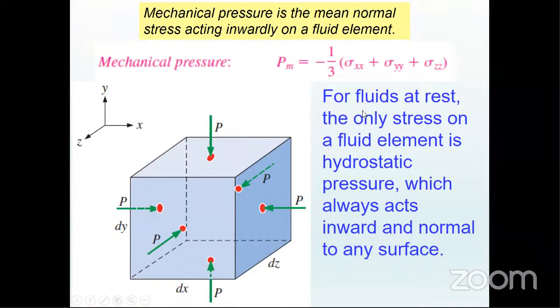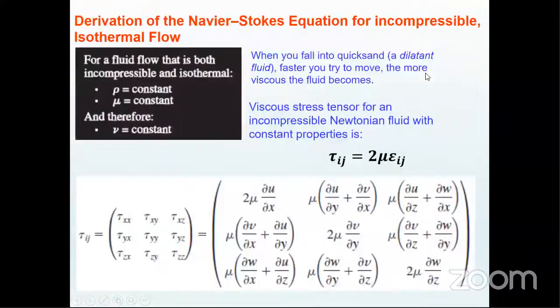This means that for a fluid at rest, the only stress on a fluid element is hydrostatic pressure. If the fluid is at rest, hydrostatic pressure acts due to the gravitational influence downward against the buoyancy upward, which always acts inward and normal to any surface. P is inward, along the normal to the surface. The expression can be reduced as Pm equal to 1/3 of sigma xx plus sigma yy plus sigma zz.